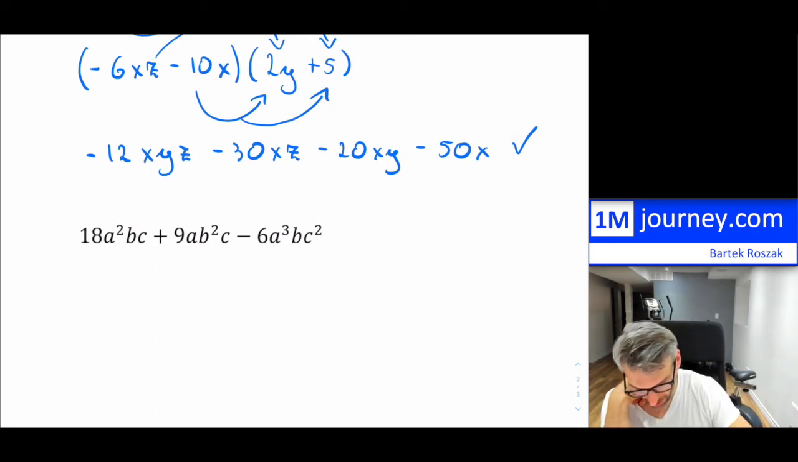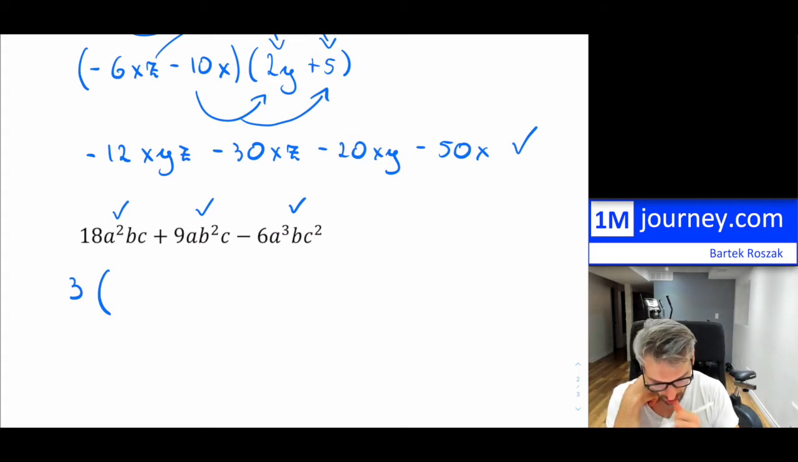So I'm going to take out a 3. What is that going to leave? Now, looking at each single term here, notice they all have an A.